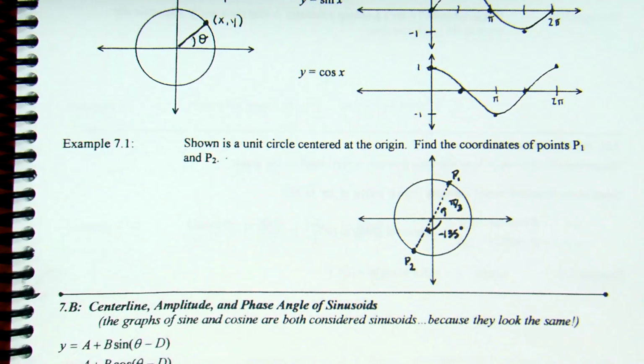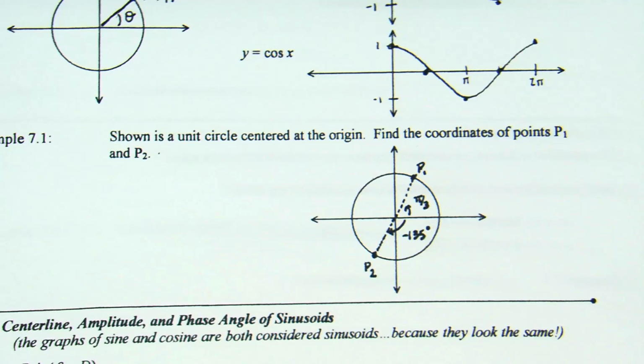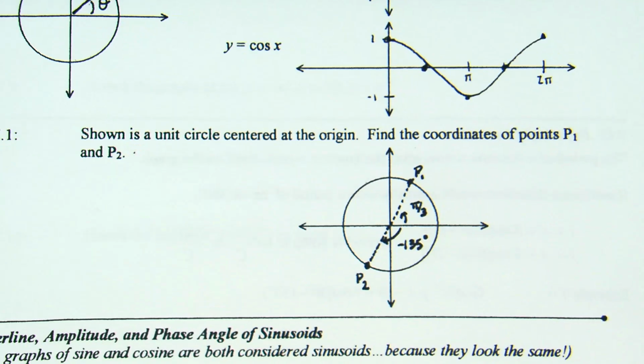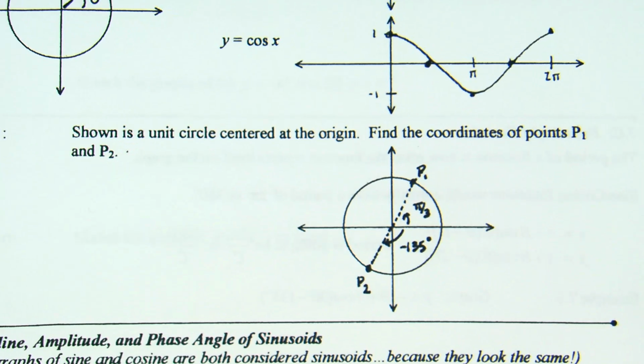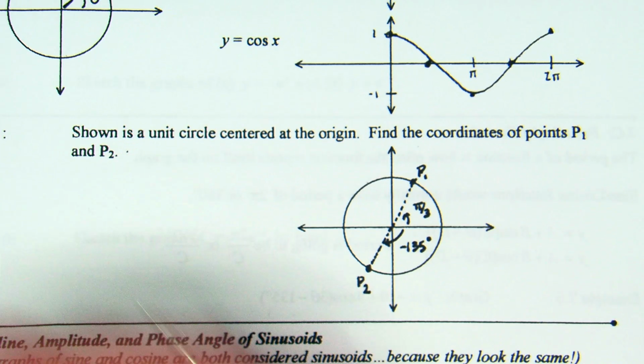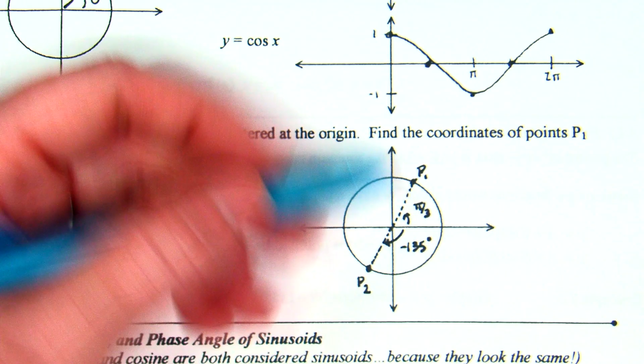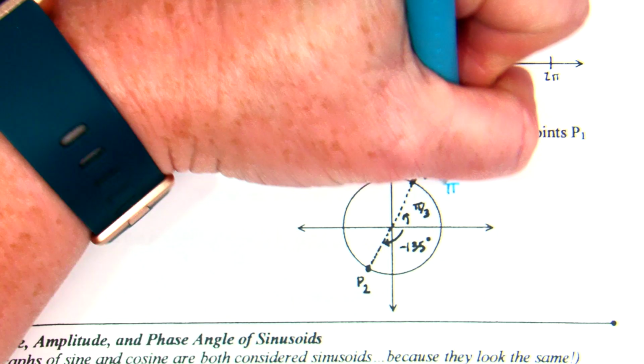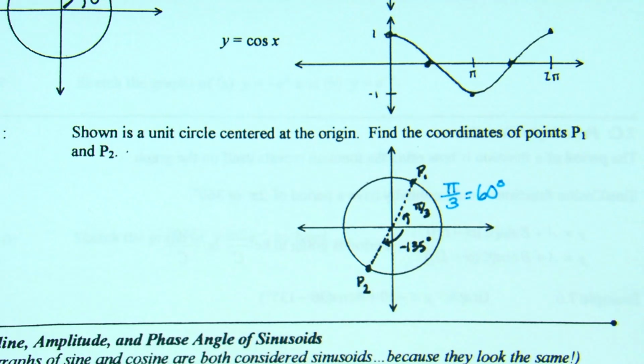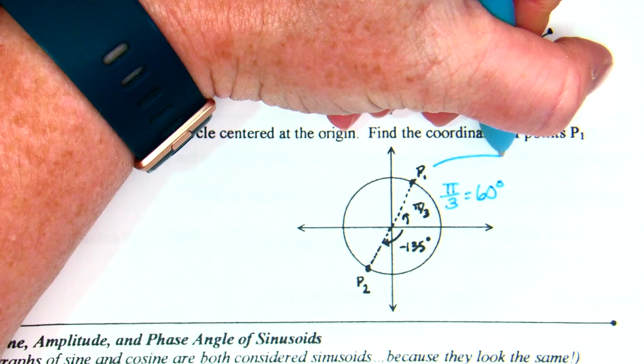Let's look at example 7.1. Shown is a unit circle centered at the origin. Find the coordinates of P1 and P2. So, if you recall from the very first day of school when I had you filling in those unit circles, right? You were filling in the ordered pairs also. And we talked about ways to get those and everything. So, for P1, notice what is that reference angle? That reference angle is pi over 3. So you can either think pi over 3, or if you prefer, you can think 60 degrees, right? So what does the ordered pair for P1 look like?